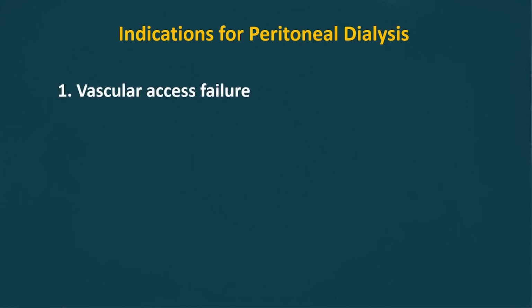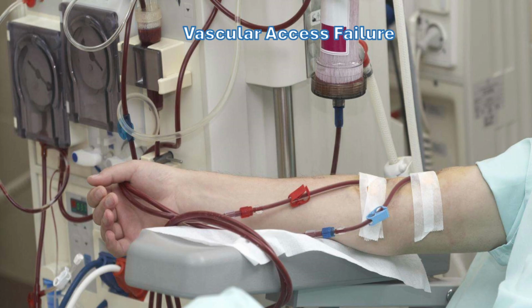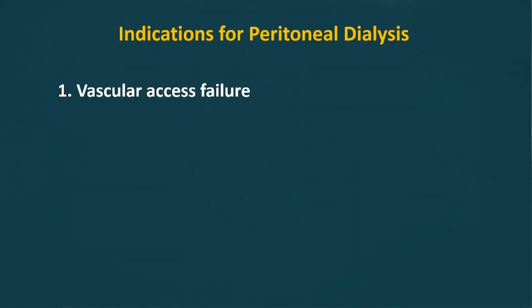Vascular access failure. Vascular access is where the dialysis machine will connect to your bloodstream. During dialysis treatments, the dialysis machine cleans your blood, then moves it back into your body. If this method is not possible due to certain conditions, then that's the time doctors opt for peritoneal dialysis.